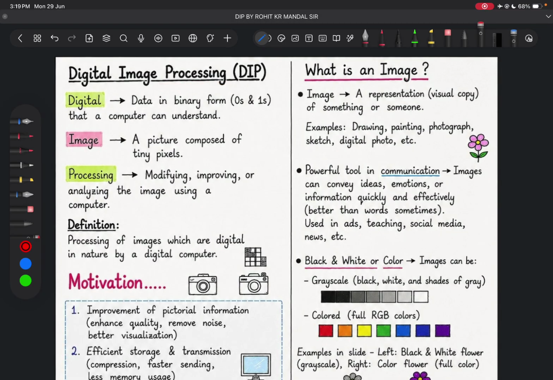Let's understand the word first, which is digital. Digital means data is stored in the binary form, which is zeros and ones that a computer can understand. A computer cannot understand human language directly. It only understands binary numbers, which are zeros and ones. So whenever we say something is digital, it means this information is represented in the binary form.